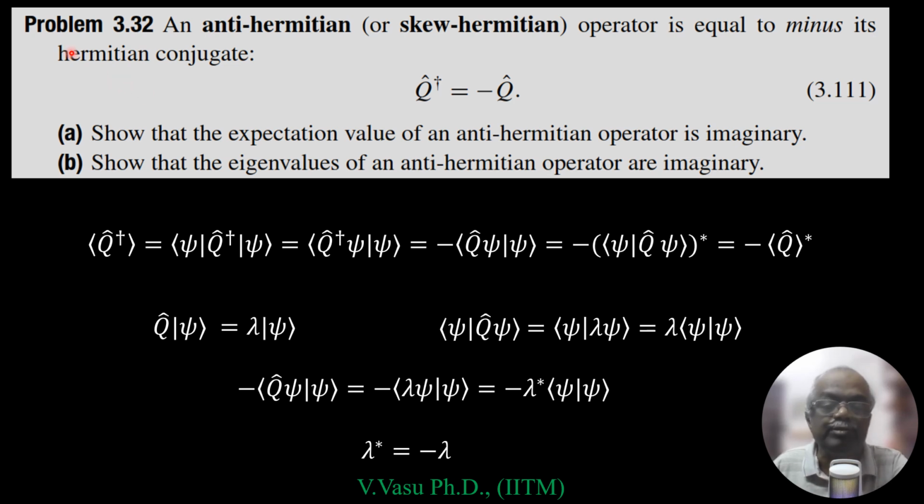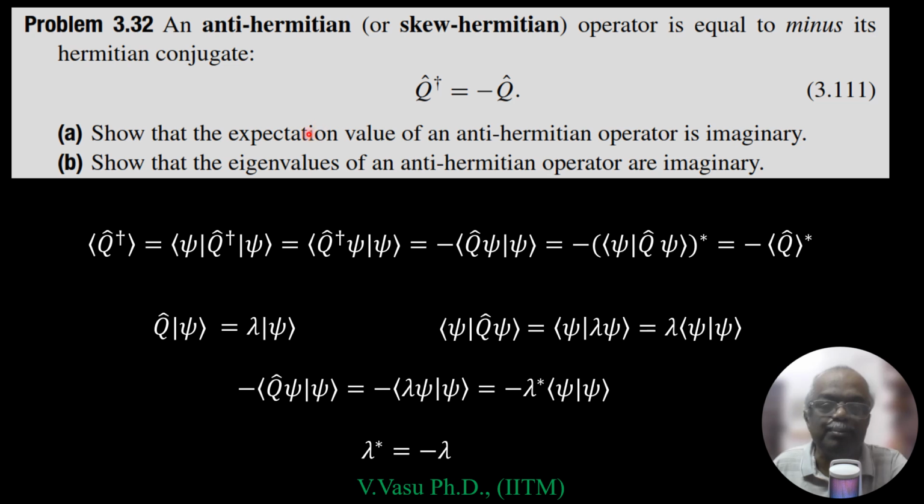Today we will solve problem 3.32 of Griffiths, third edition, Introduction to Quantum Mechanics. The problem says an anti-Hermitian or skew-Hermitian operator is equal to minus its Hermitian conjugate. That is, Q dagger is equal to minus Q. So that the expectation value of an anti-Hermitian operator is imaginary, and the eigenvalues of an anti-Hermitian operator are imaginary.